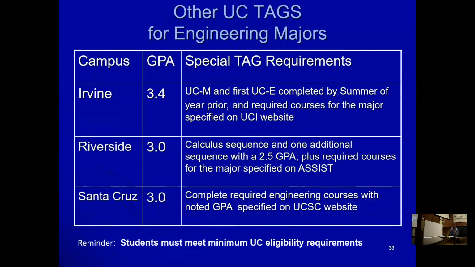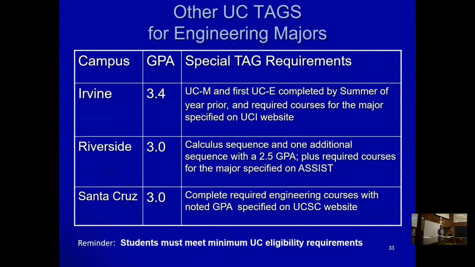And then this is just a comparison for some of the other TAG campuses. The GPAs will vary depending upon which campus you want to try to TAG to. So you can see Irvine's got a 3.4, Riverside's a 3.0, same as Santa Cruz. And that's only part of what you need to be eligible for the TAG. It's also getting back to what you need for the major.